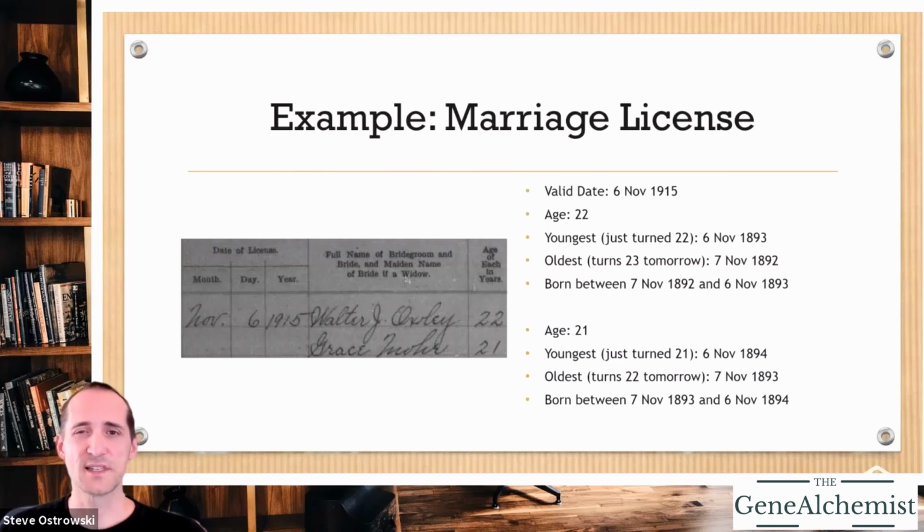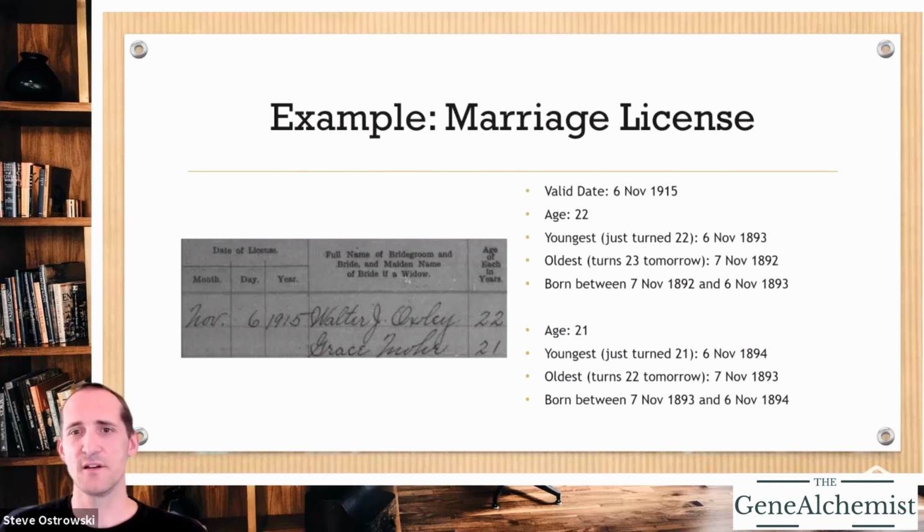Now, if he's the oldest that he could possibly be with this information, then he'd be turning 23 tomorrow. In that case, the month and day of his birth would be the 7th of November. But now he would be 23 on the 7th of November of 1915. So we'd back up 23 years, and that pushes us back an extra year, and we'd end up with him being born the 7th of November, 1892.